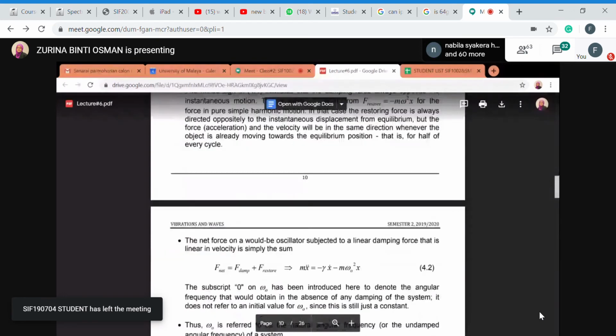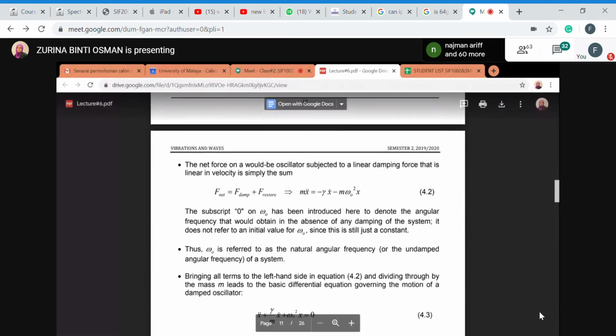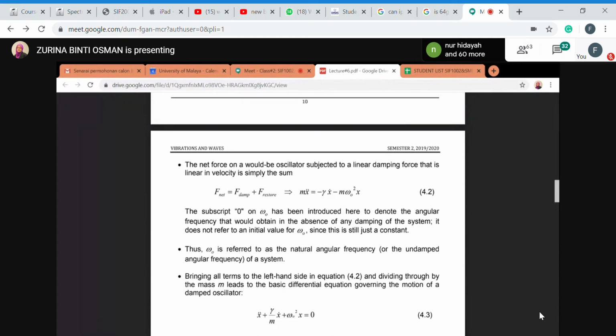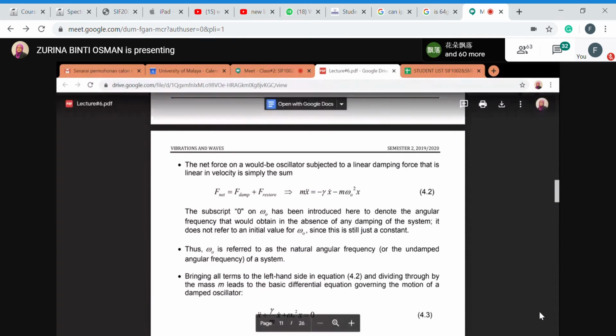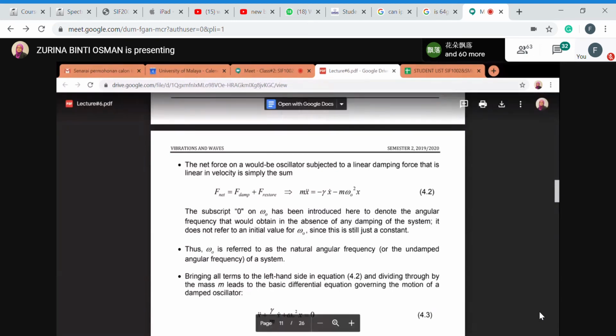The net force on a damped oscillator subject to a linear damping force, linear in velocity, is simply the sum of the damping force plus the restoring force. Then this is the equation of motion for the damped oscillator: m x double dot equals minus gamma x dot, which is due to the damping force, minus m omega naught squared x, which is due to the restoring force.